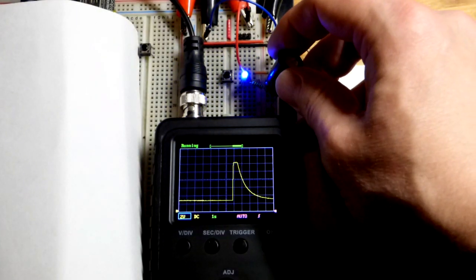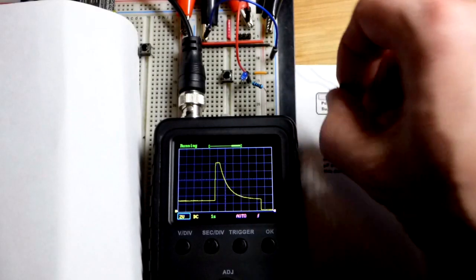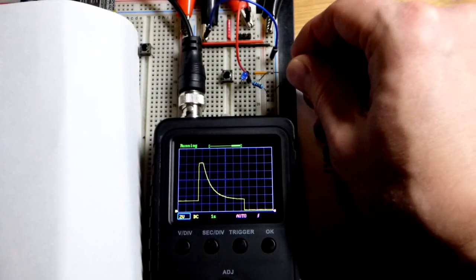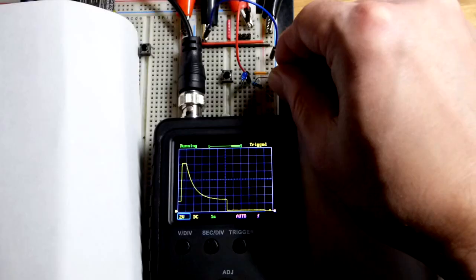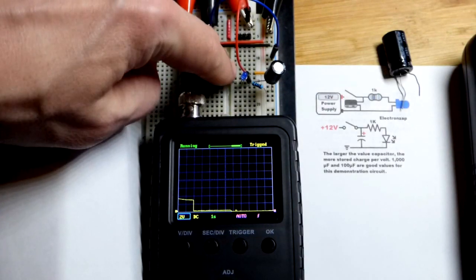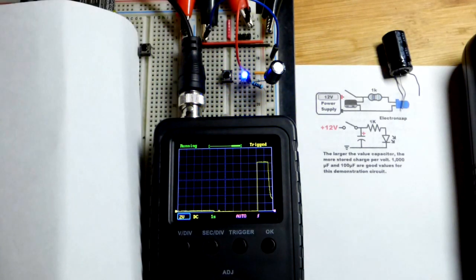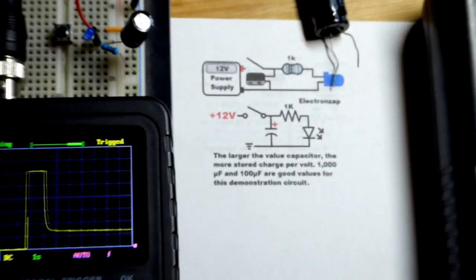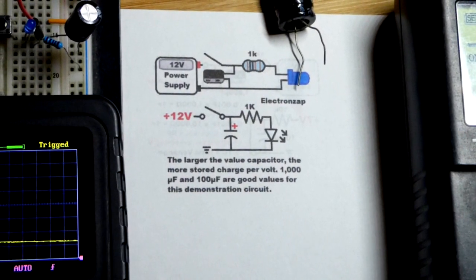If we want to go 10 times as fast, again, this is just a demonstration circuit. You don't usually power LEDs like this, although you can. We have a 100 microfarad capacitor. So 1/10 the capacitance, you're going to see it drops about 10 times faster right there. So about half a second instead of about 5 seconds. But that's the basic circuit there.